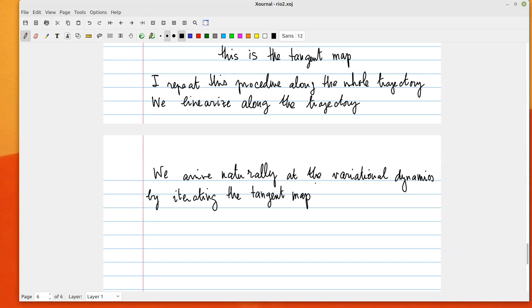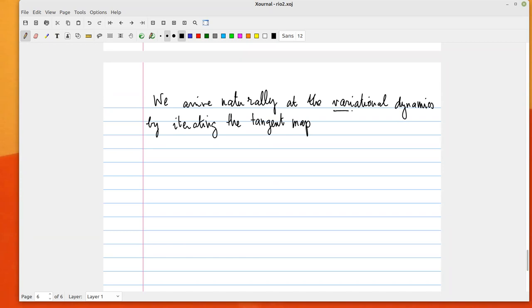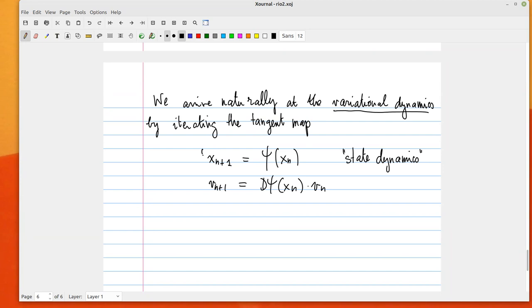So what is a variational dynamics? This is the following dynamical system. We consider the initial state equation, so to speak, state dynamics, and we introduce the dynamics of the tangent vector, which is given by the action of the tangent map along the trajectory. So this is the variational dynamics.